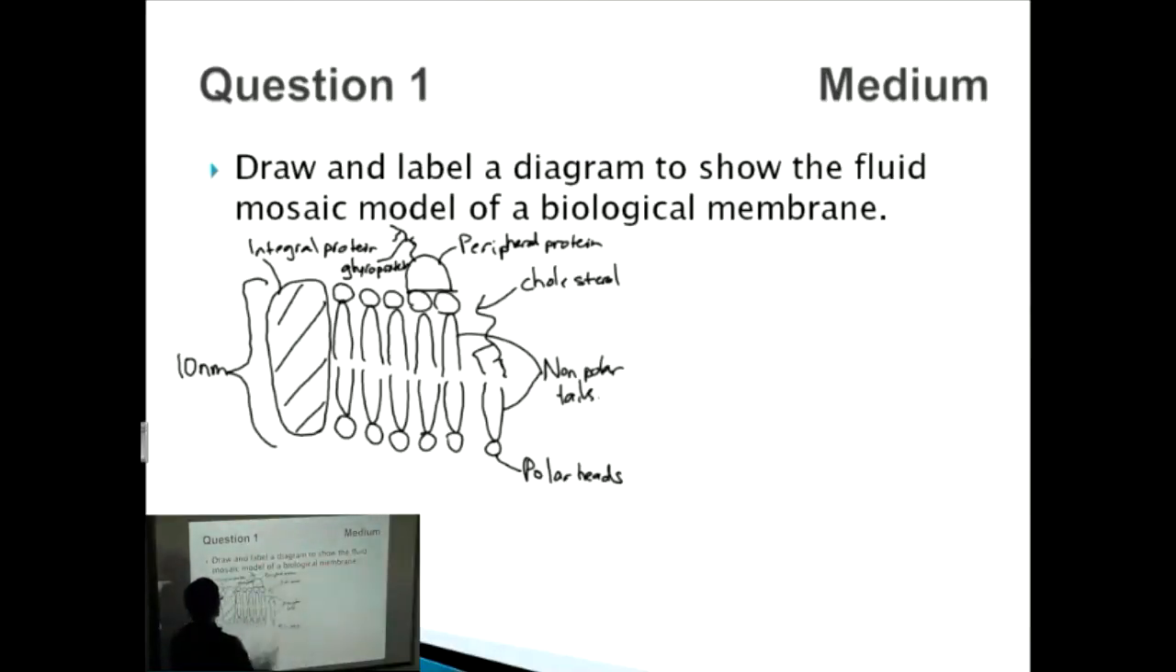So this is a medium question. It usually takes around about 6 marks to get the full degree, to get 100%. So let's count them. So we've talked about the thickness, 1, 2, the integral protein, the glycoprotein, 3, 4, 5, and 6. So we talked about the non-polar and the polar heads. So that's usually enough to get you full marks for a question like this.